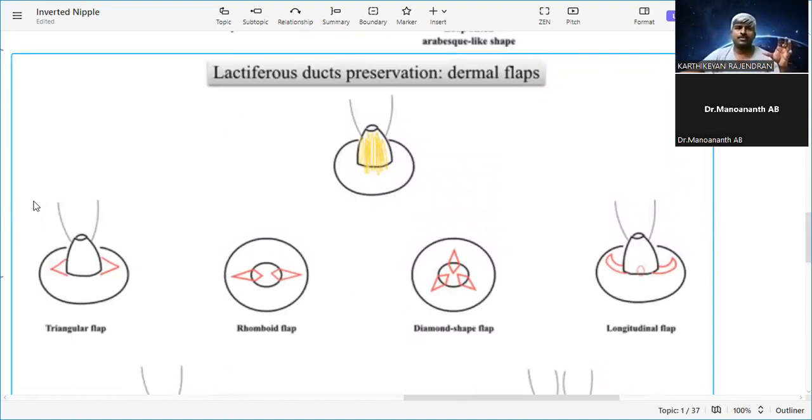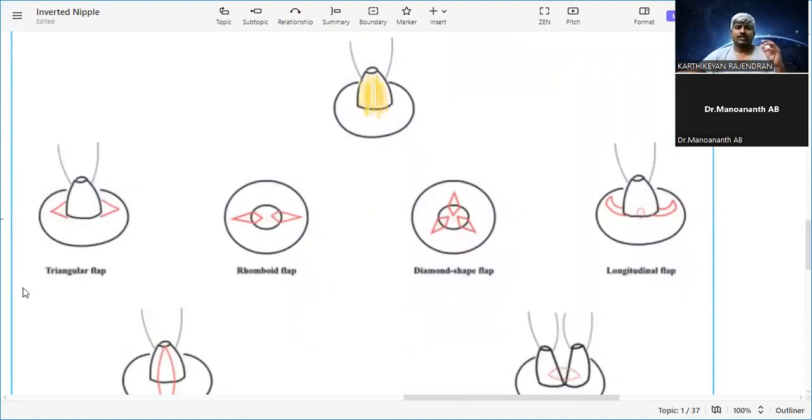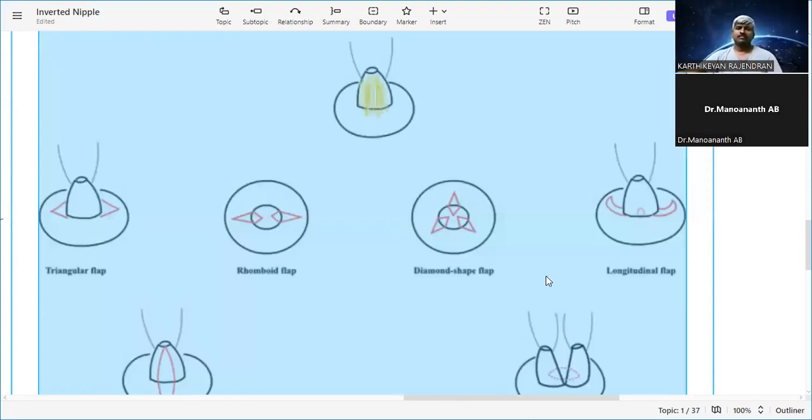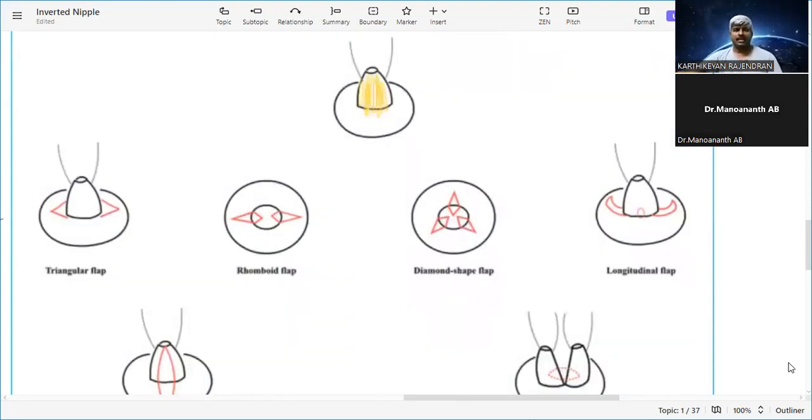Coming to the dermal flaps, we excise the triangular flap, rhomboid flap, diamond shaped flap and longitudinal flap. Showing in these pictures, we excise the triangular, rhomboid and diamond shape, and we suture it. That will contract the base of the nipple, so the nipple is everted and will stay in position. The base of the areola is sutured. So that is the concept.